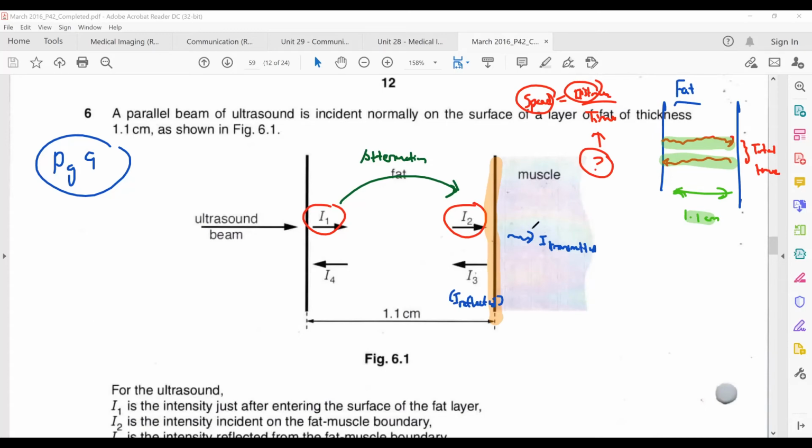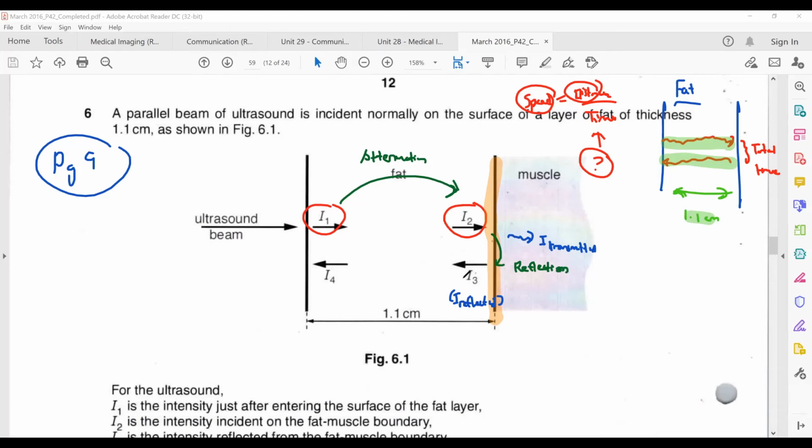Okay, this and this came from this. But in your question here, they didn't tell you about this now. They just told you I3 here. I3 being the intensity reflected from the fat muscle boundary. So this one here actually came from this after reflection. So here you have another thing to consider. This is reflection.